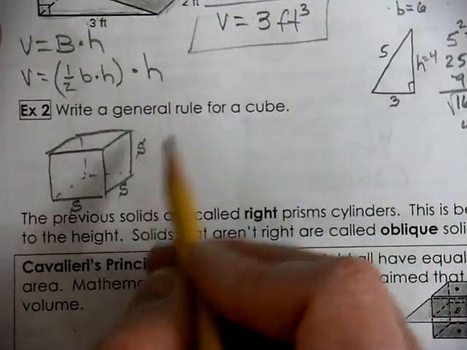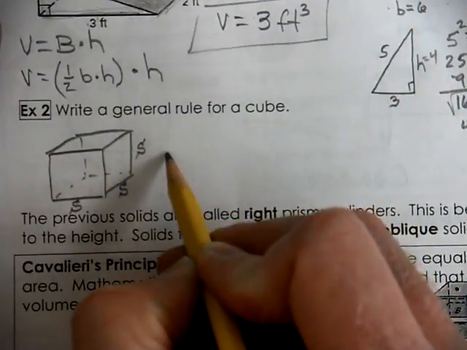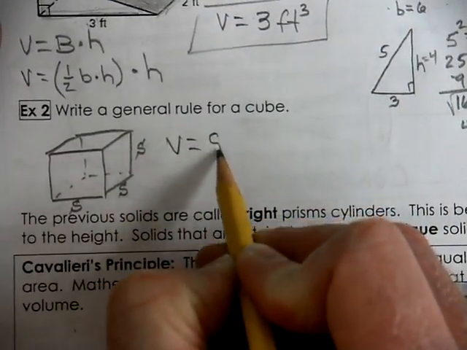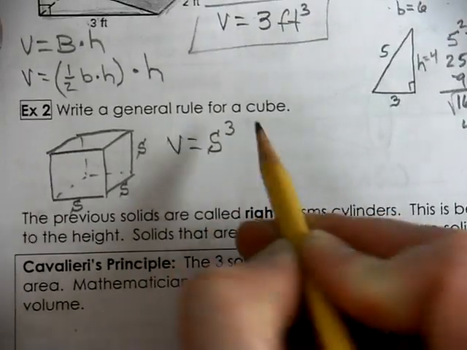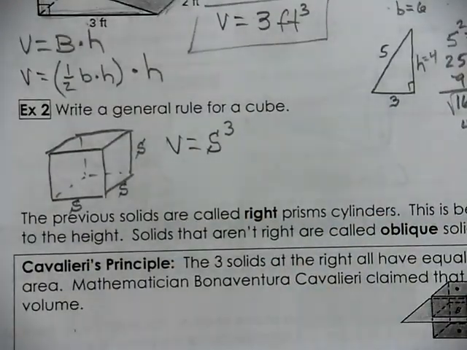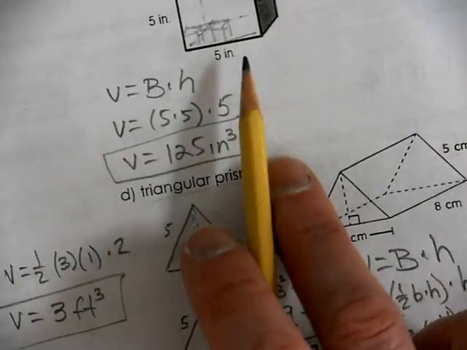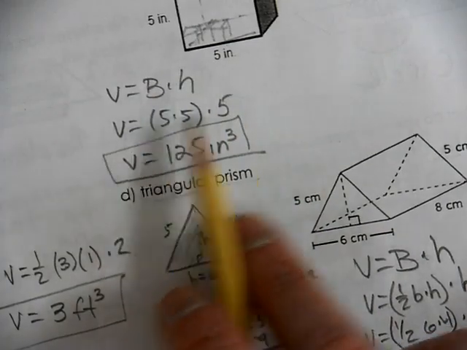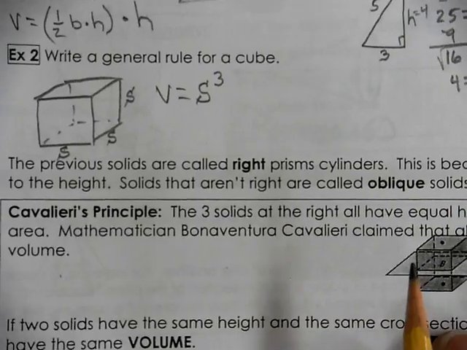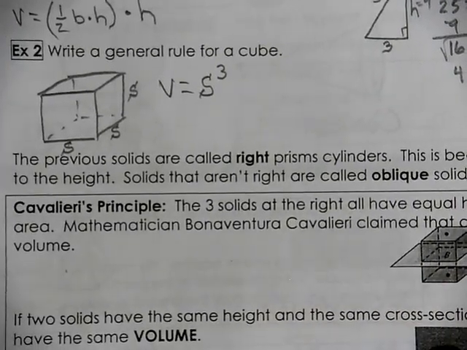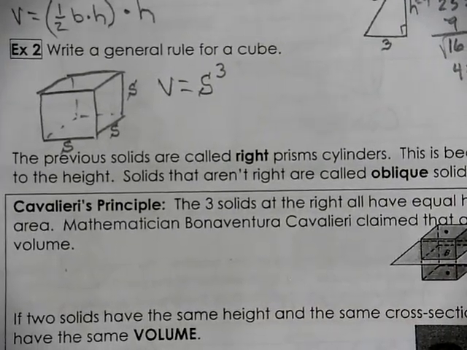So the general rule for a cube is the volume is S cubed. Length times width times height. S times S times S. So if you know you have a cube, and you happen to know that the sides are 5, it'll come out to be 5 cubed. So the general rule is the side length cubed.